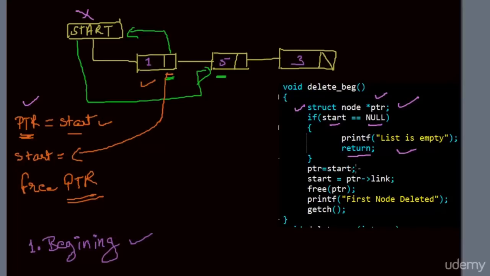But if start is not null, what will we do? We will temporarily store the content of start inside PTR. Then we will replace start with PTR's link. Now this statement will do this one. It will replace the content of start with the link part of the node. Finally, we will free up PTR, this one.